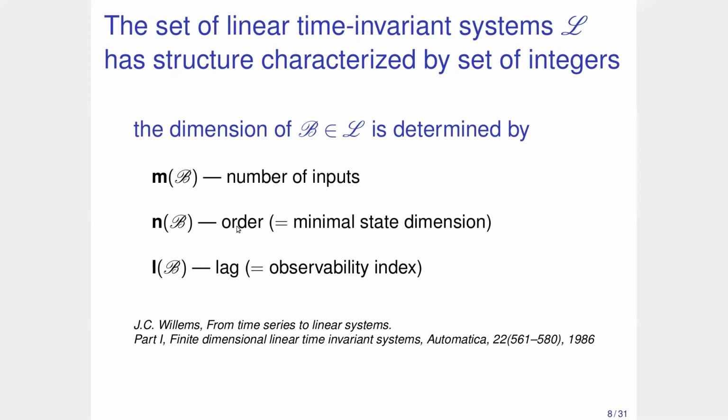Another one is order, which is also related to the minimal state dimension in a state space representation, and the lag, which is the observability index in a state space representation.